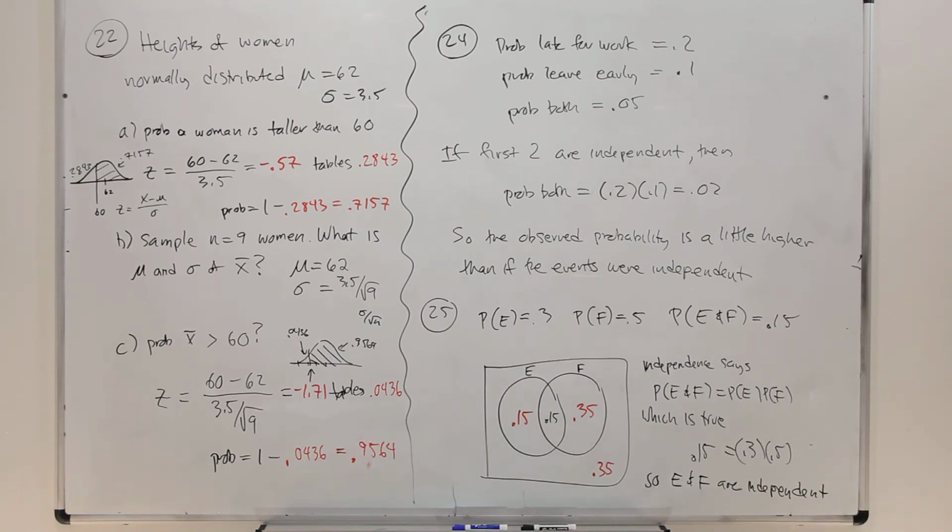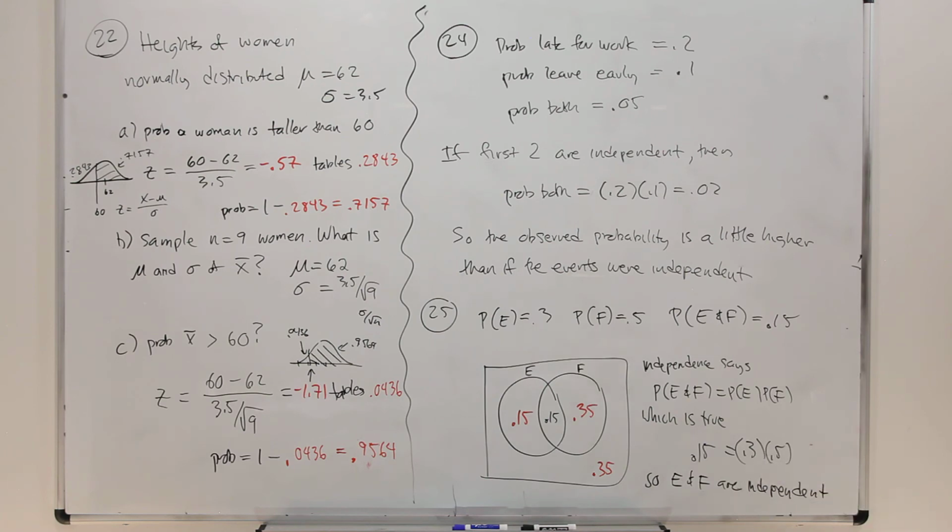Problem 25 is talking about a more complicated situation where E and F are about traffic lights. There are 2 traffic lights on a route used by a certain individual to go from home to work. Let E denote the event the individual must stop at the first light, and define the event F in a similar manner for the second light. So E and F represent stopping at 2 different lights. P of E, the probability you stop at the first light, is 0.3. P of F, the probability you have to stop at the second light, is 0.5. And suppose the chance you stop at both is 0.15.